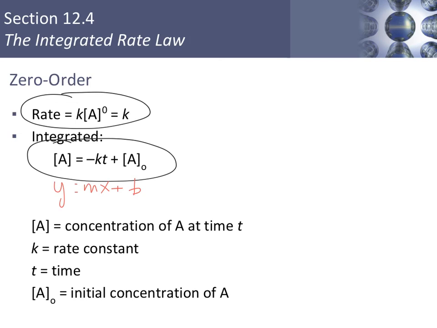When you think about the form y equals mx plus b, the slope again is equal to negative k, just like in the first order rate laws. The y-intercept is the initial concentration of A, and once again we're looking at the relationship between the concentration of A and time. So this equation has no natural logs in it. It doesn't have 1 over the concentration of A in it. It's just the concentration of A equals negative kt plus the initial concentration of A.